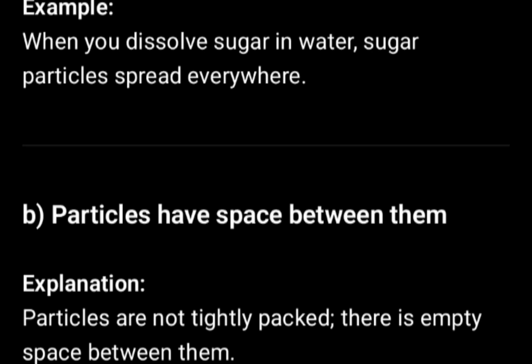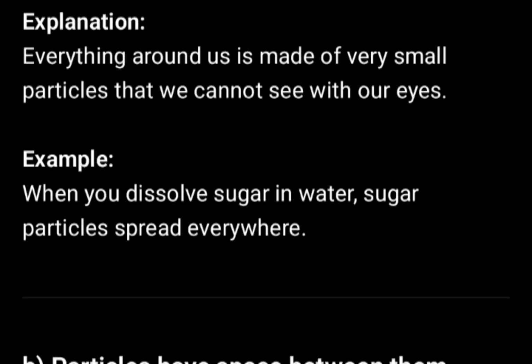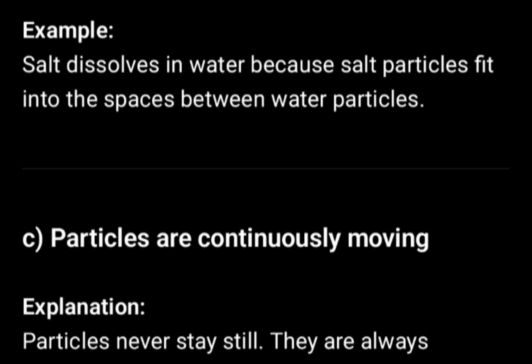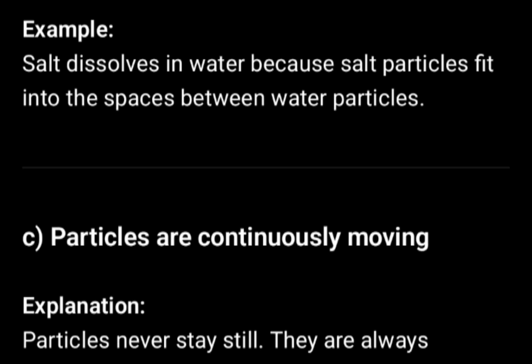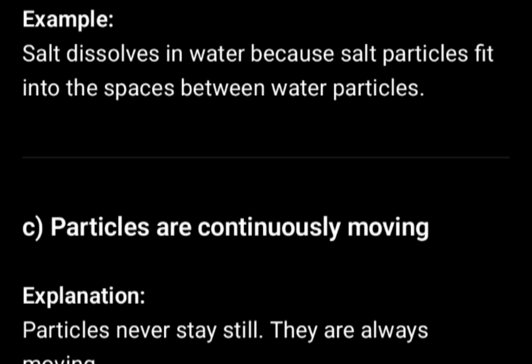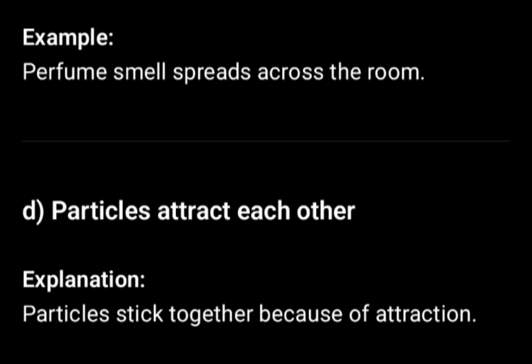What was the first point? In the physical nature of matter, matter is made up of particles. Now we have learned particles have space between them. Is it clear? Very good. The third point is particles are continuously moving. What is the explanation? Particles never stay still. They are always moving. Example, perfume smell spreads across the room.